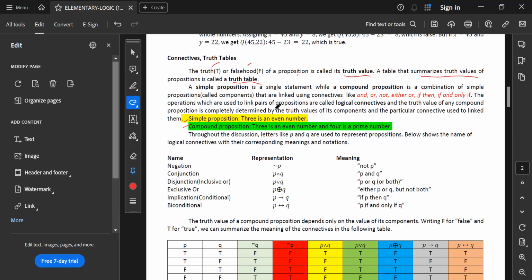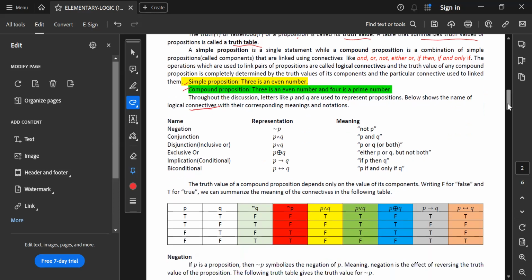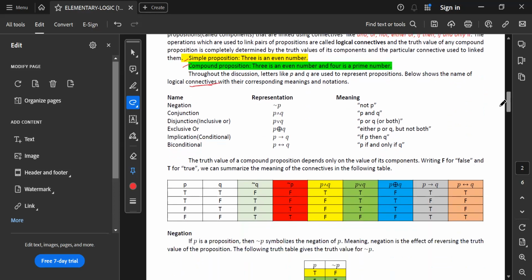You can tell that a proposition is compound if it has many ideas and at the same time has connectives. These are the examples of connectives that we use in elementary logic. The first one is negation. If you see this symbol, it means negation or not, meaning the opposite of your original proposition.